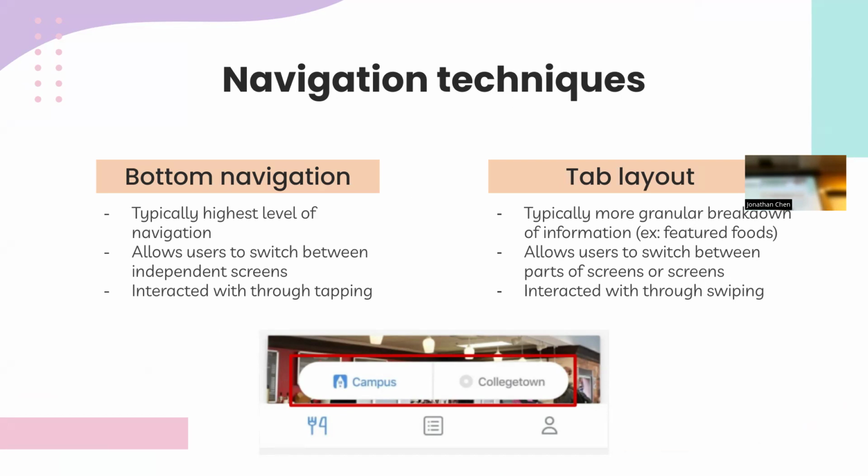So here you can go into further screens that are related to the top level screen there. So Campus and College Town, those might be two different screens related to just eateries as a whole.